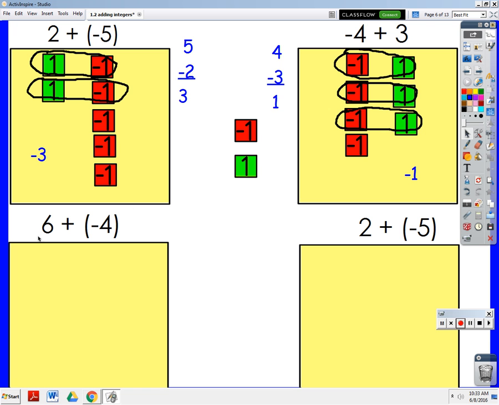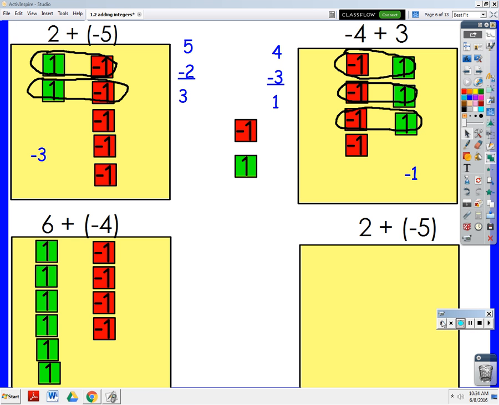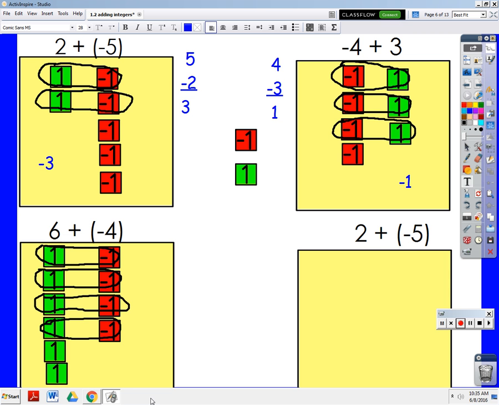So on this one I have 6 plus negative 4. Let me get that set up. Okay, so I have my 6 positive numbers and my 4 negative numbers, so I need to make my 0 pairs. So I'm going to make 4 of these. So a positive and a negative make 0. They cancel each other out. So what do we have left? We have 2 positive numbers.